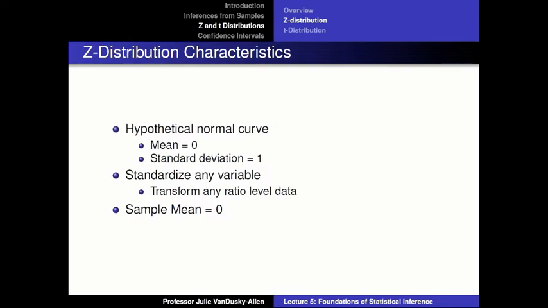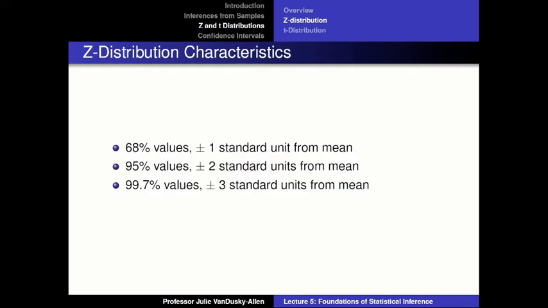I'm not going to teach you the equations necessary to transform the values of a variable onto the z-distribution. However, I will tell you that whenever you do take a variable's value and transform it into a z-score, the calculation for the mean of the variable will always result in a value of 0. This is because the z-distribution has a mean of 0. In addition, recall that the z-distribution is a normal distribution, so 68% of the values are within 1 standard unit from the mean, 95% of the values are within 2 standard units from the mean, and 99.7% of the values are within 3 standard units from the mean.